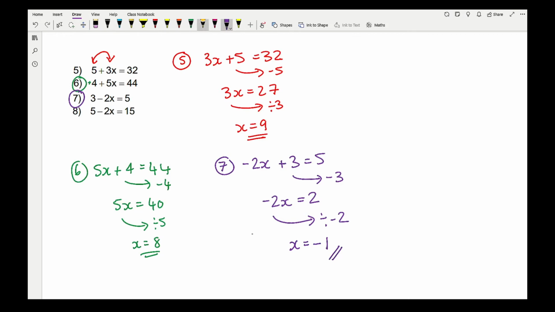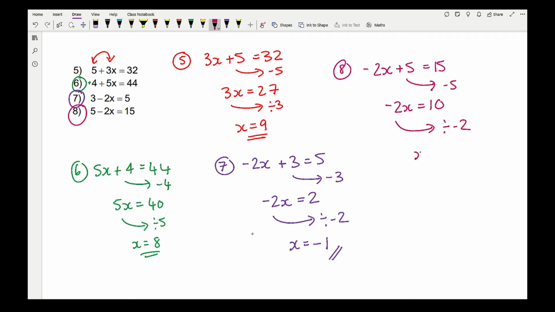With question 8, which is here, again, I'm going to flip the two things around. So I've got minus 2x plus 5 equals 15. So again, I take away the 5. So I've got minus 2x equals 10. And then I'm going to divide by minus 2. So x equals 10 divided by 2 is 5. I've got 1 negative, so it's minus 5. And there is my final answer.